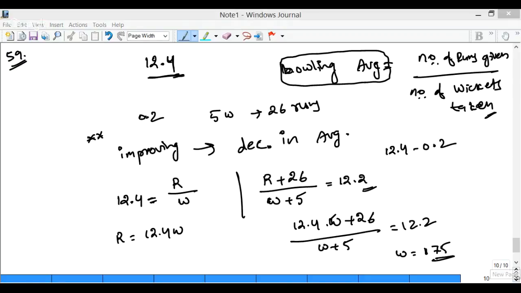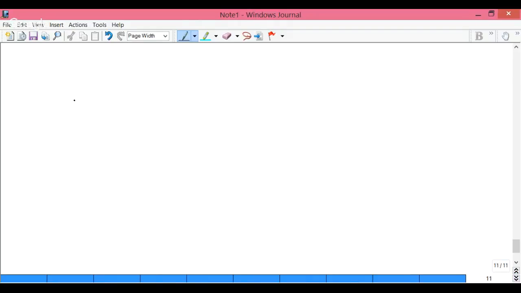We can also use grouping to solve this question. How? Assume that in the previous matches he has taken n wickets at an average of 12.4. In the last match he has taken 5 wickets, and what is the bowling average for these 5 wickets? Total number of runs over total number of wickets, which is 26 by 5, that is 5.2. For 5 wickets, his bowling average is 5.2.